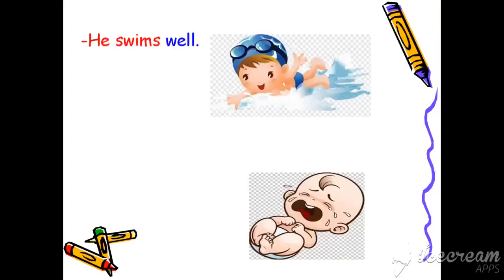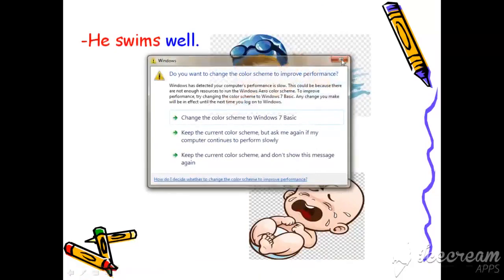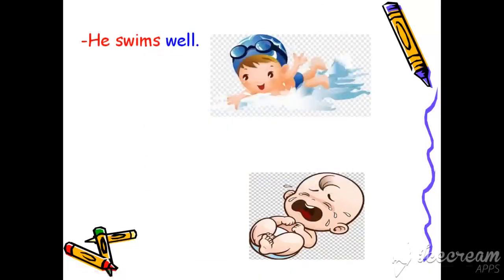He swims well. Well is an adverb of manner. We described the way he swims. The child cried loudly. Loudly is an adverb of manner. So the question is how did the child cry? The answer: the child cried loudly. So we answer here the question how or in what manner.